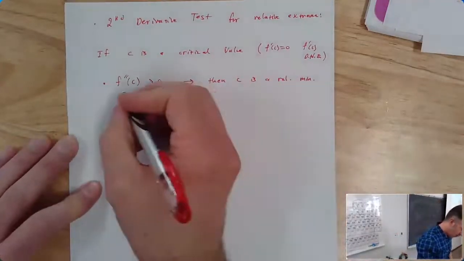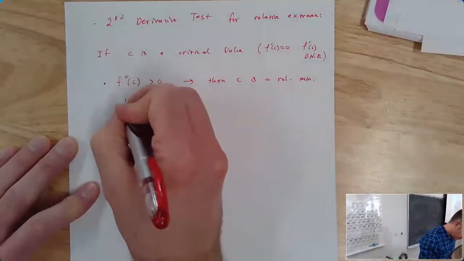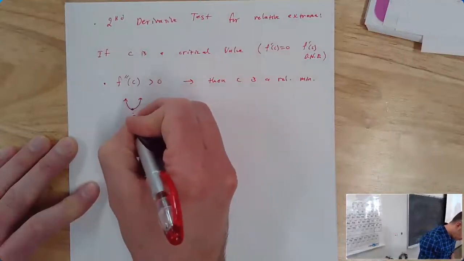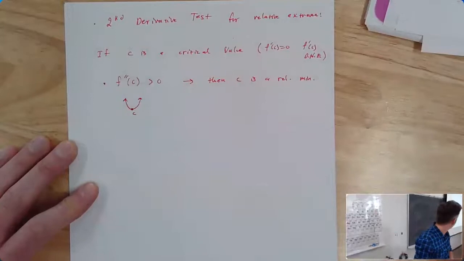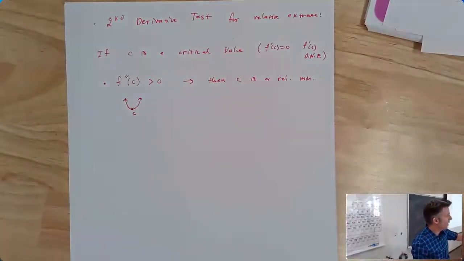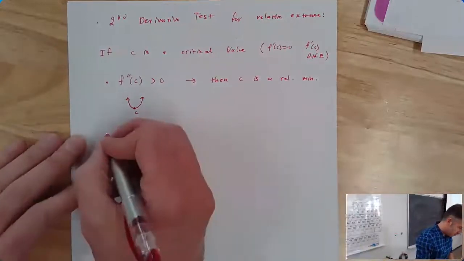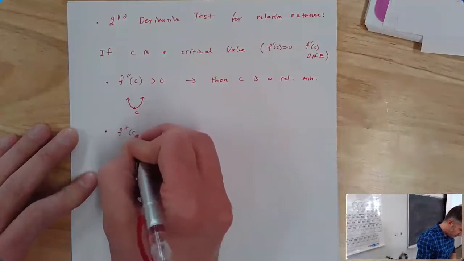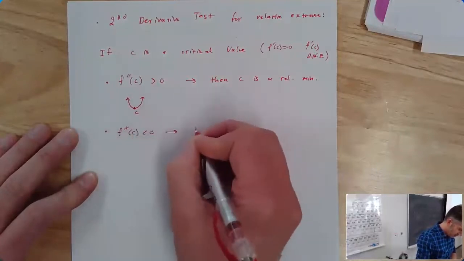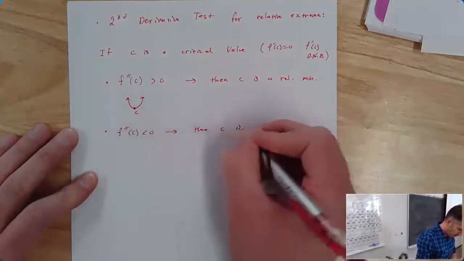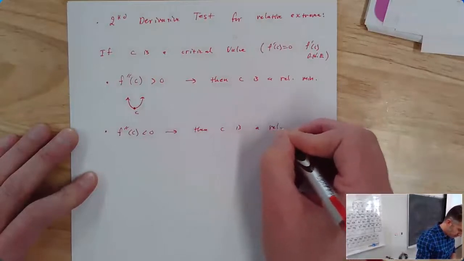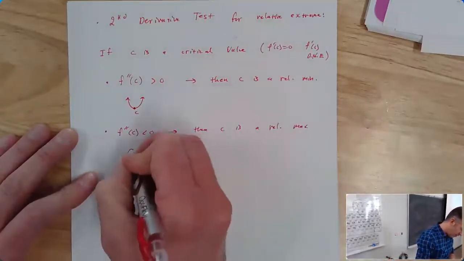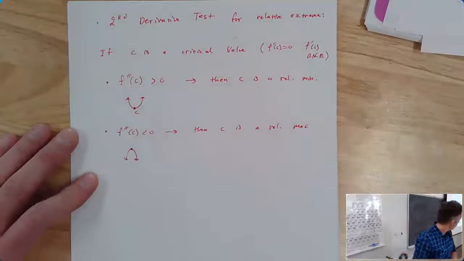Think about it this way, right? You're looking like this. There's your critical point. How is that prime undefined? Isn't that vertical? Well, we'll get there. So hold on. Or if f double prime of c is negative, then you have c being a relative maximum. Because the function is concave down, and oh yeah, relative max.